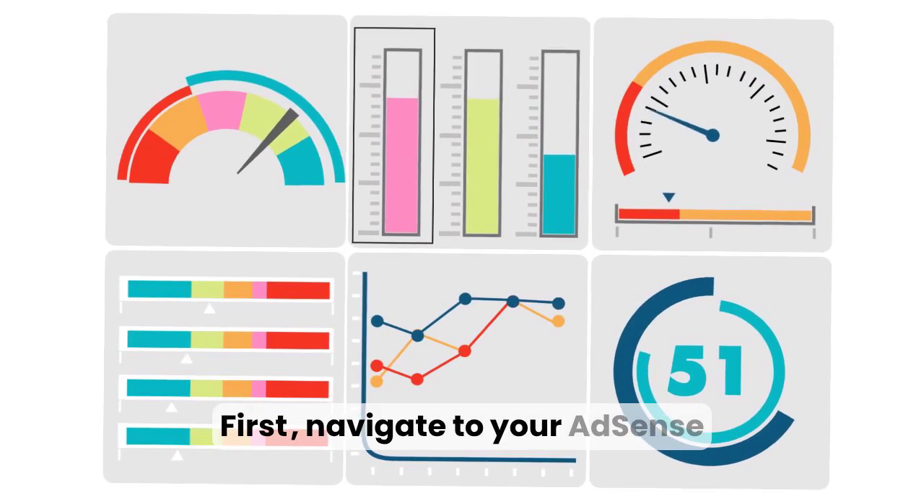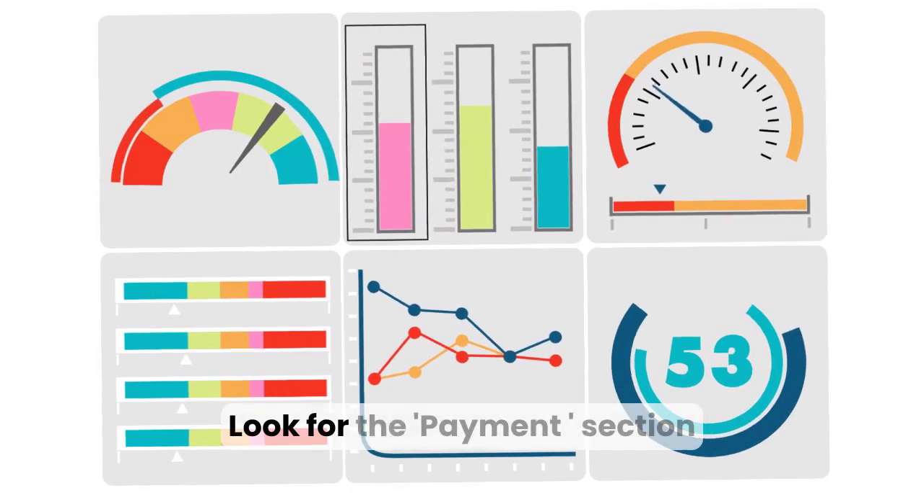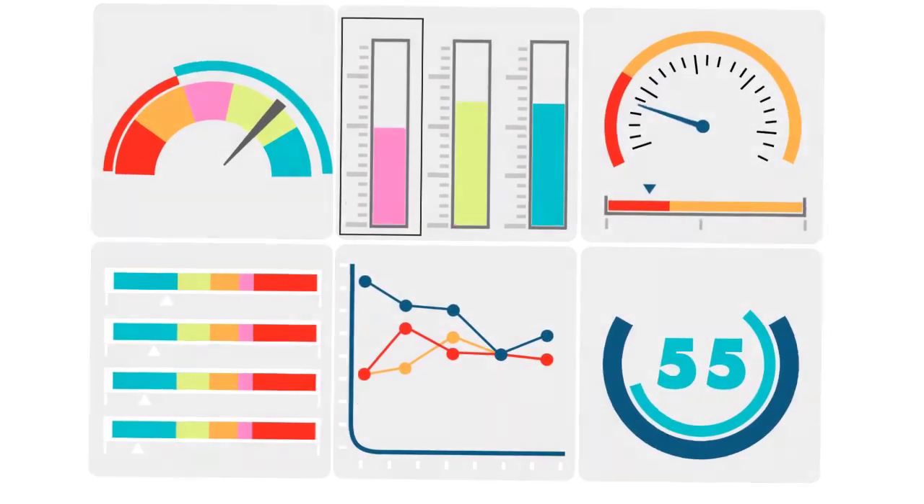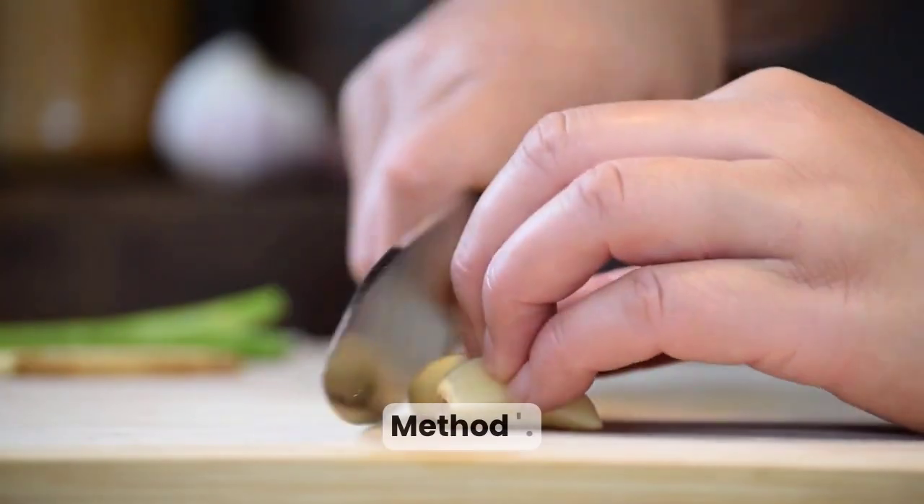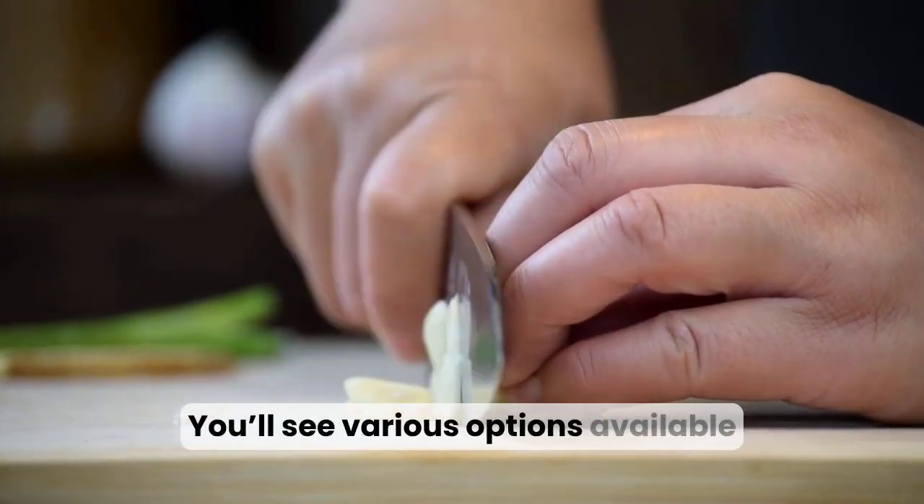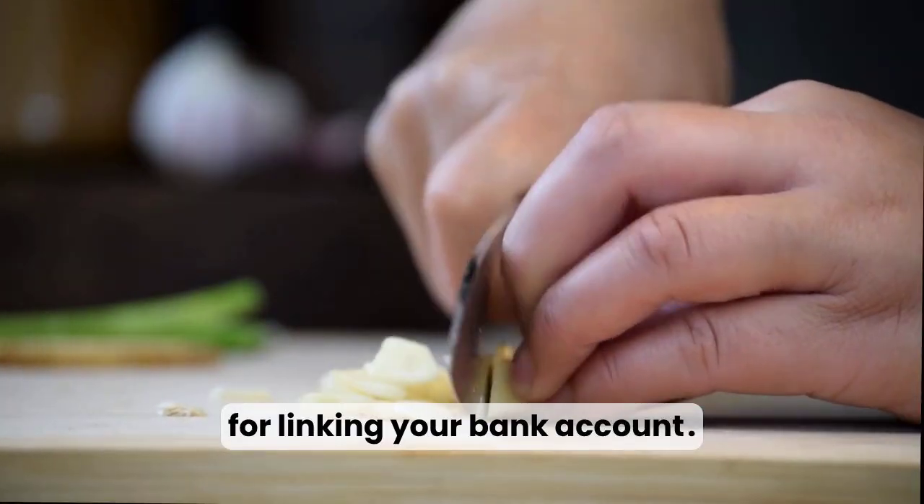First, navigate to your AdSense account. Look for the Payments section on the dashboard. Next, click on Add Payment Method. You'll see various options available for linking your bank account.